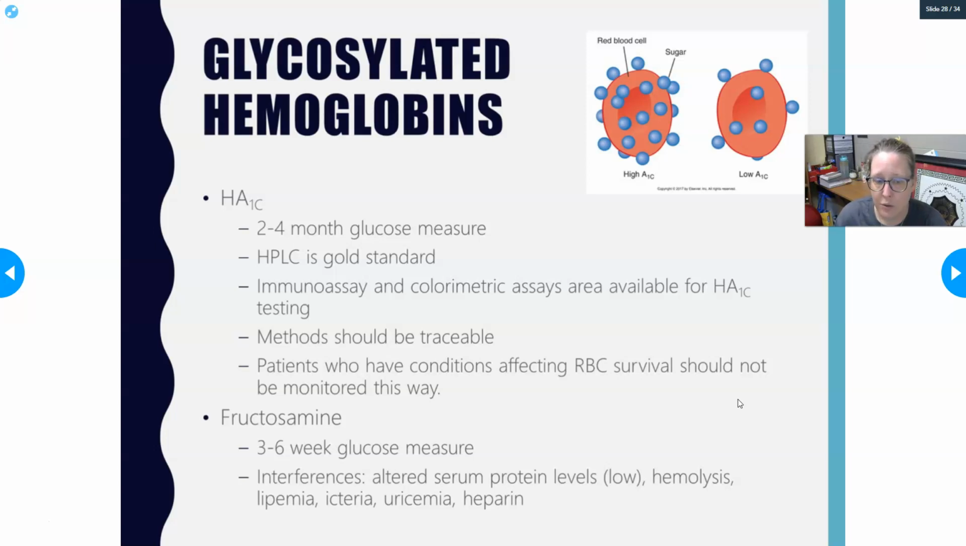Fructosamine is another way to assess this. This one actually looks more at a 3 to 6 week glucose measure. So if a patient cannot be monitored via A1C, they could be monitored by fructosamine. But if a patient has altered serum protein levels, so low protein levels, hemolysis, lipemia, uremia, uricemia, or heparin presence, all these can interfere with the reading of fructosamine.